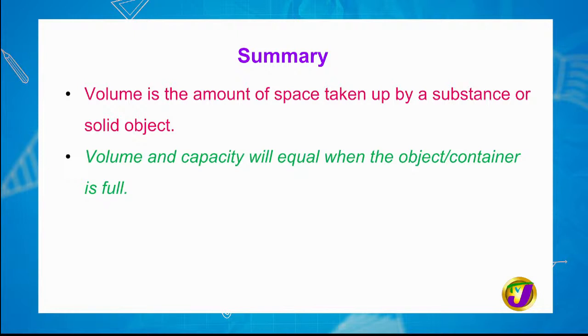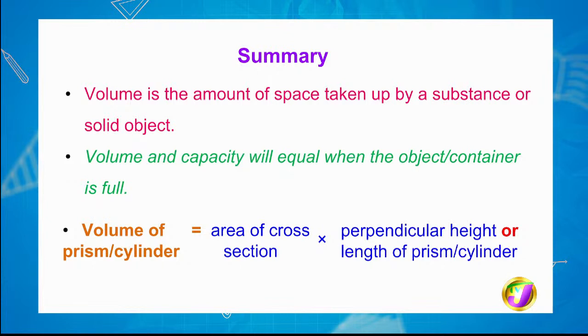And then we talked about the volume of prisms or cylinders, because remember, a cylinder is a prism's cousin. You're going to find the area of the cross section and multiply that by the prism or cylinder's perpendicular height or length. But remember, when we talk about the cross section, we're looking at a uniform cross section. So we definitely have to check on that to ensure that it's a prism that we're dealing with.